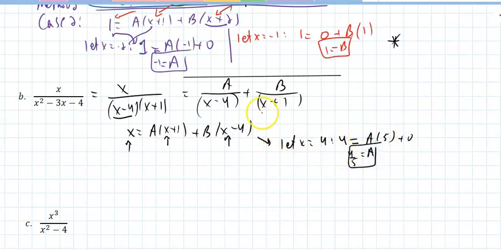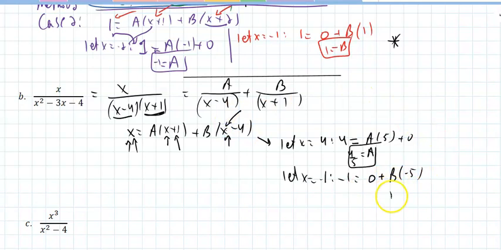And what's the other value? You can't have negative 1. Let x equal negative 1. And you get a negative 1 equal, a negative 1 there will make that a 0, plus b times a negative 1 there. Negative 1 minus 4 is negative 5. So that means b is 1/5. So my solution, 1/5 right there, and 4/5 right there, and I'm done.